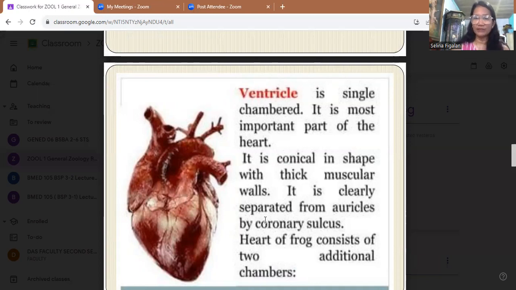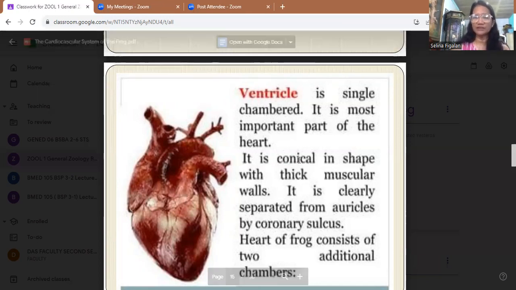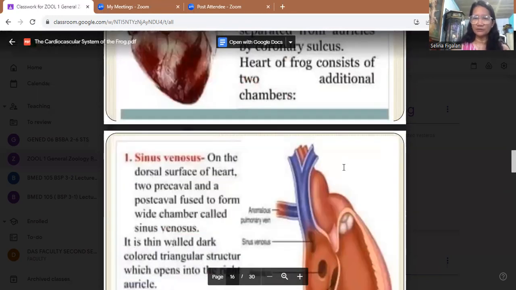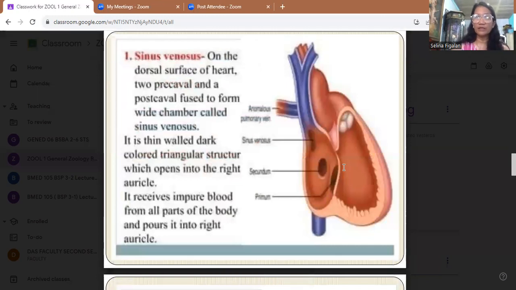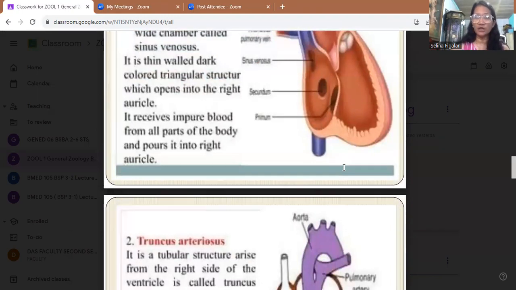It is conical in shape with thick muscular walls. It is clearly separated from the auricles by the coronary sulcus. So the heart of frogs consists of two additional chambers. So the ventricle is made up of your sinus venosus, and then the other one is the truncus arteriosus.